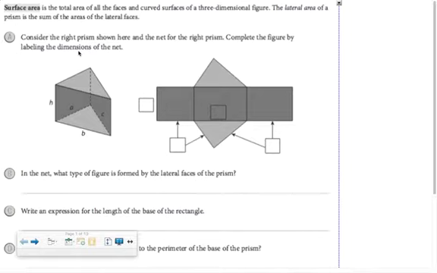First, in this diagram, the net, they want us to use the measurements from the three-dimensional figure to fill in the blanks for the dimensions. So this would be my height. Maybe this would be A, B, and C. What type of figure is formed by the lateral faces of the prism? That's this. Hopefully you noticed that was a rectangle.